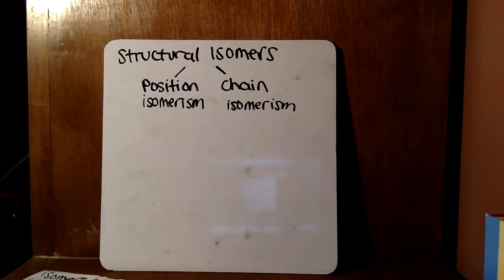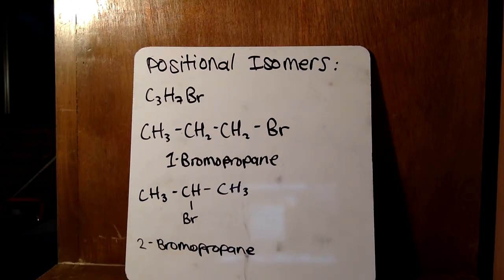Isomers can be categorized into structural and constitutional isomers. Let's talk about structural. Structural can be categorized into position and chain isomerism. Let's use C3H7Br as an example. In position isomers, the basic carbon skeleton remains unchanged, but important groups are moved around on that skeleton. For example, there are 2 structural isomers with the molecular formula C3H7Br. In one of them, the bromine atom is on the end of the chain, whereas in the other, it's attached in the middle.